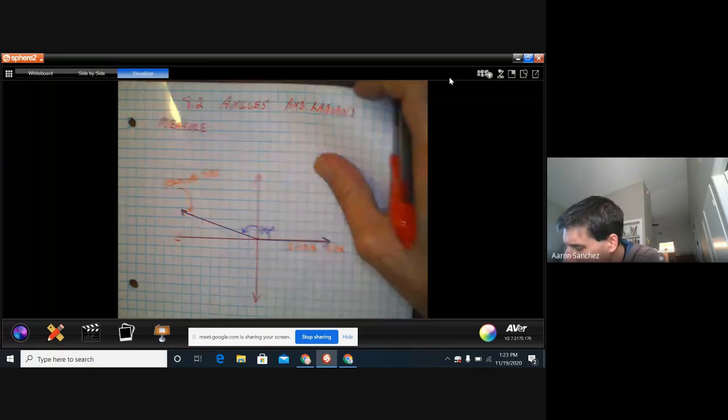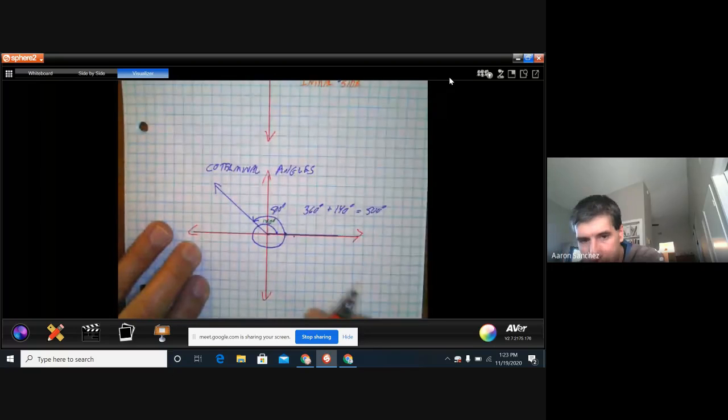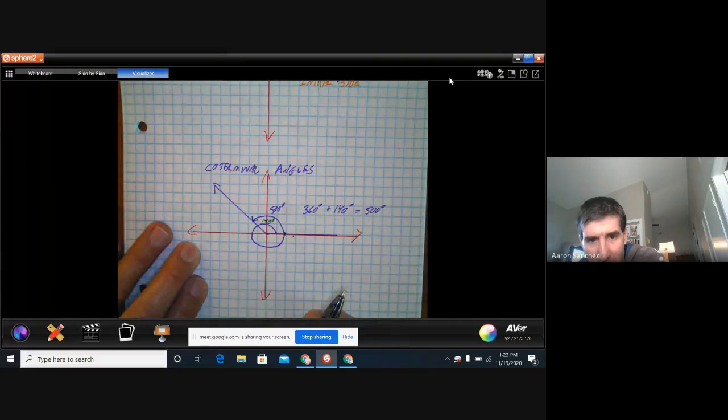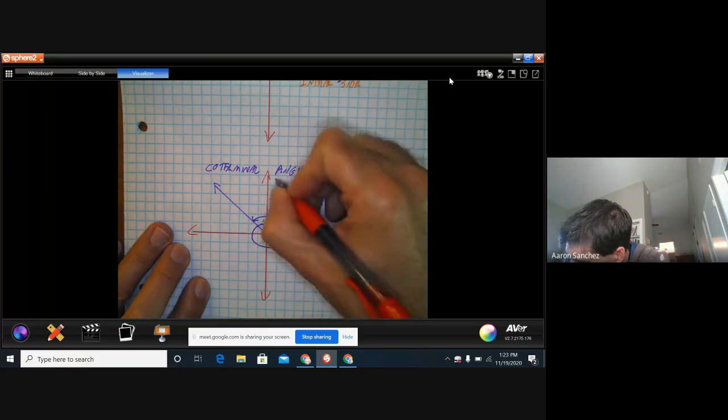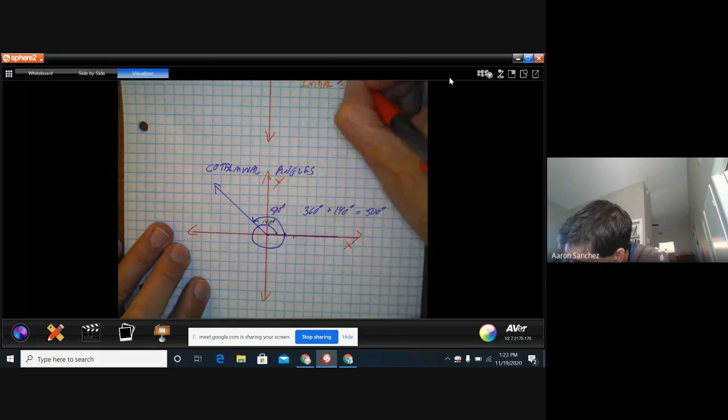Now, imagine this. Let's draw a picture of this. We're going to call these coterminal angles, the new thing that we talk about here. So draw our coordinate plane. This is the x-axis. This is the y-axis.